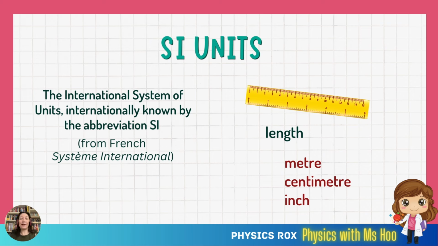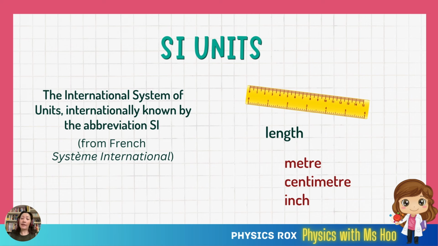So, for example, for the ruler that measures length, we can express the value of the length in meters, centimeters, or inches. So when it comes to expressing the measurement, we must have a standard unit which is recognized internationally so that it's easy for us to compare our values and also to do calculations.